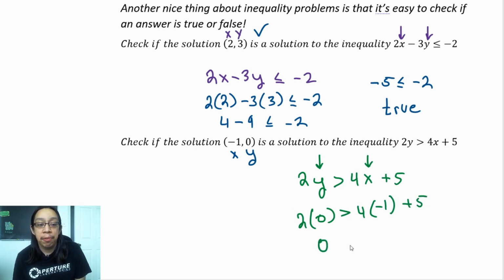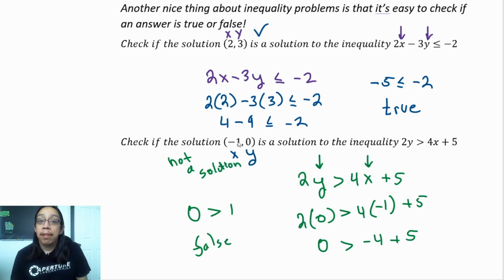2 times 0 is just 0. 4 times negative 1 is negative 4. And then we're going to go ahead and add 5. From here, this would be 0 is greater than, well, negative 4 plus 5 is just positive 1. So now here's the thing. Is it true that 0 is greater than 1? That's absolutely false. So in this case, we can say that this is false, and we can say that this is not a solution to the inequality. So what do we have to do here? Really just take the points that are given to you, plug them in, and then simplify. And then check to see whether the final answer is true or false. And if it's true, it is a solution. And if it's false, it is not a solution.